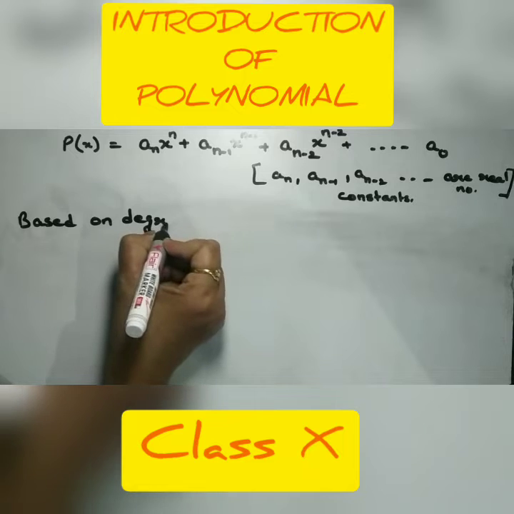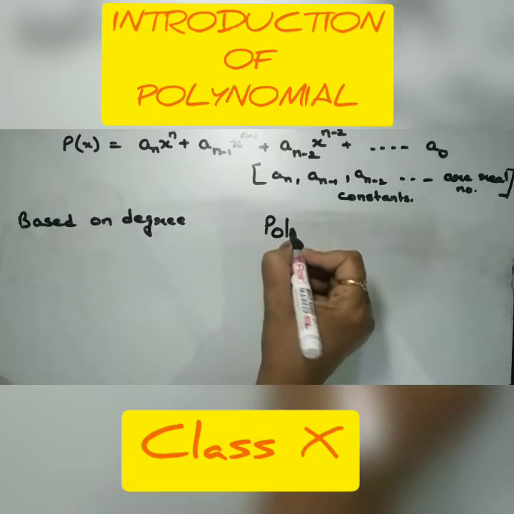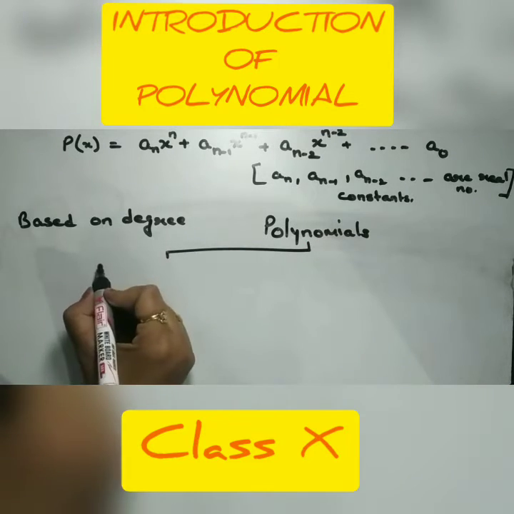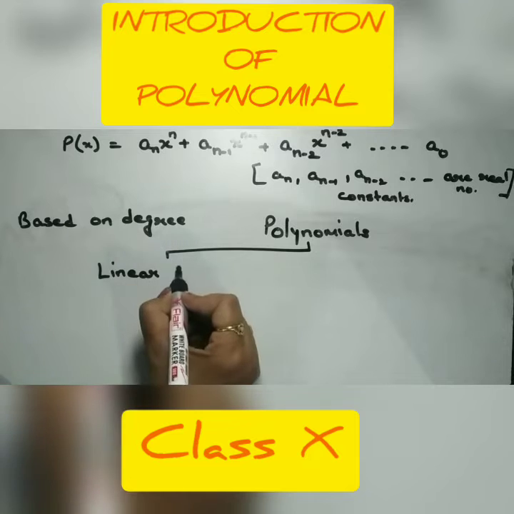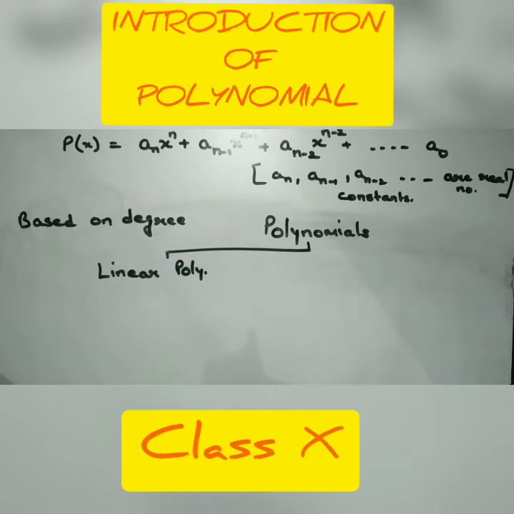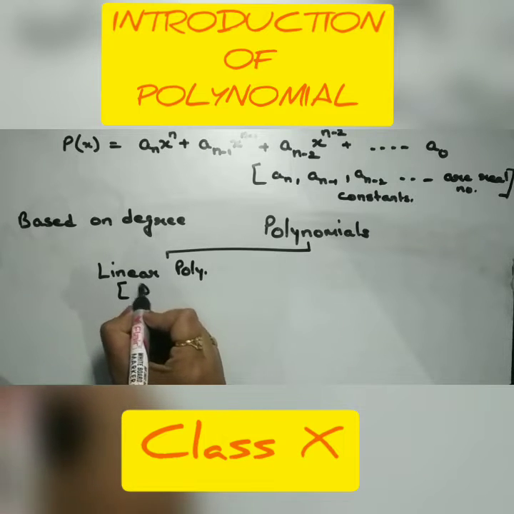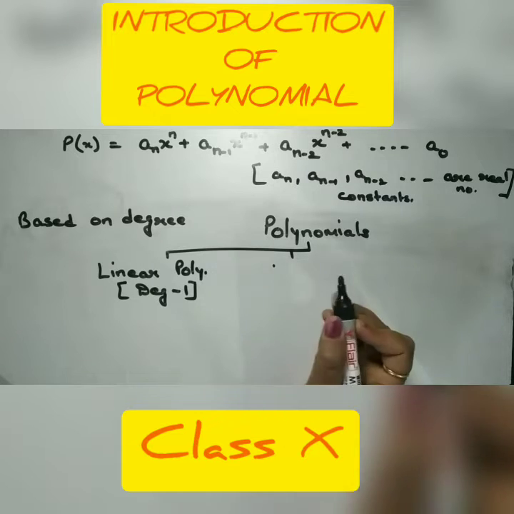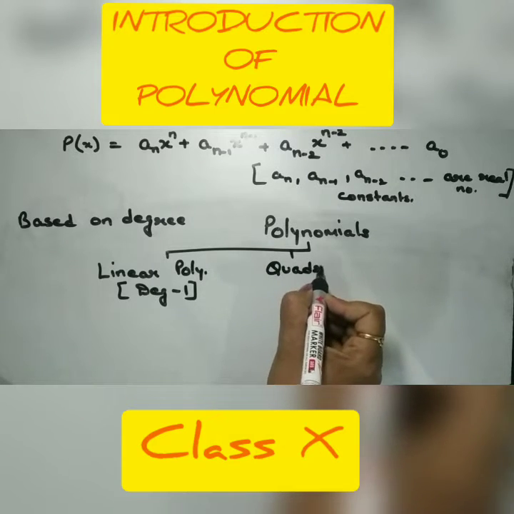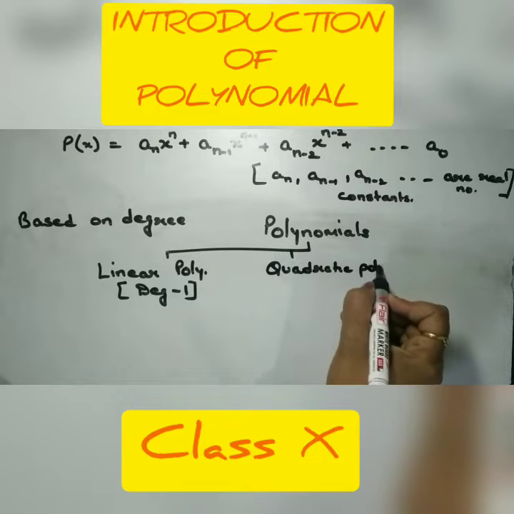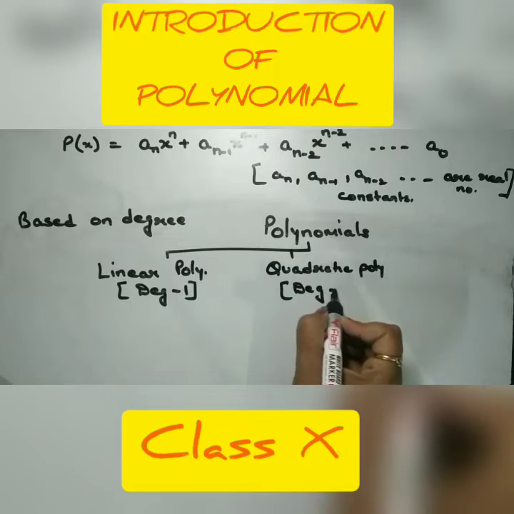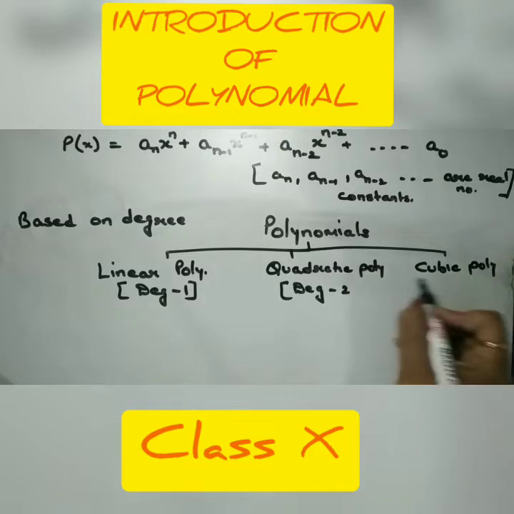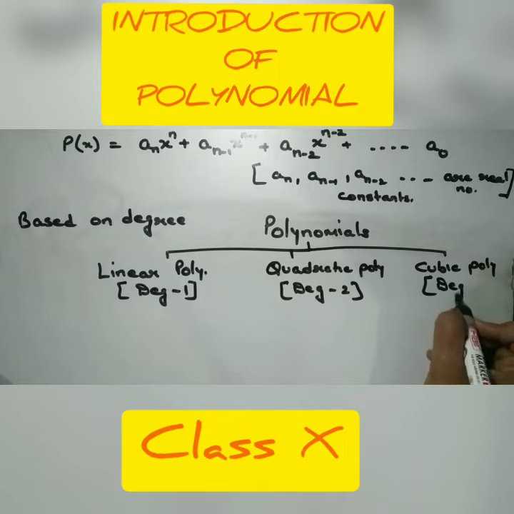So, based on degree, we have different types of polynomial. Let me tell you the polynomials based on degree. One is called the linear polynomial. Linear polynomial is a polynomial of degree 1. Other one is quadratic polynomial whose degree is 2. And the third one is cubic polynomial whose degree is 3.